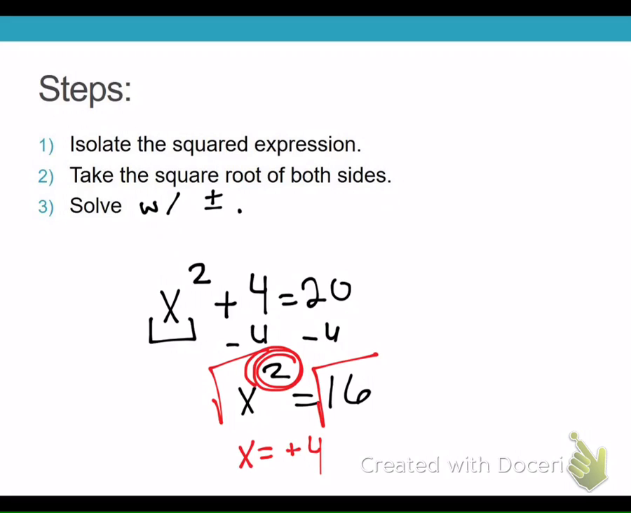But you have to put this little symbol in the front, plus or minus. And the reason you do that is because 4 squared is 16, but negative 4 squared is also 16. Anytime you take the square root, you put the plus or minus. You don't need to write that. We'll have enough examples. Just make sure you get all 3 steps. I just wanted to show you what the steps meant.